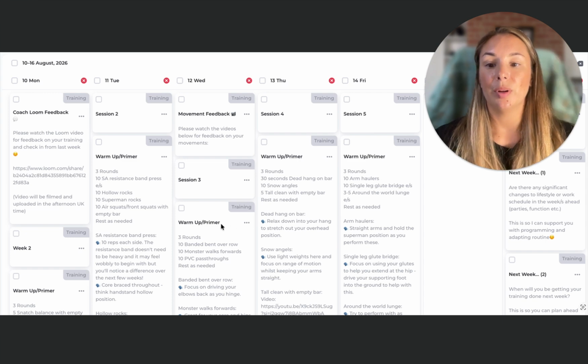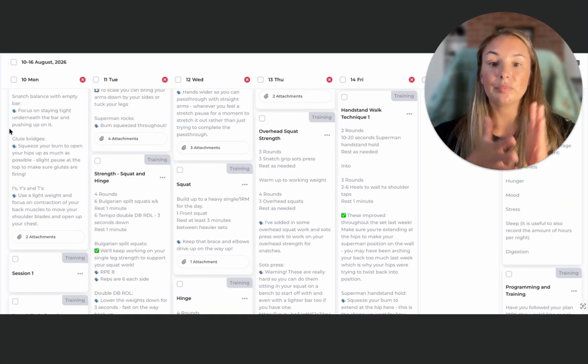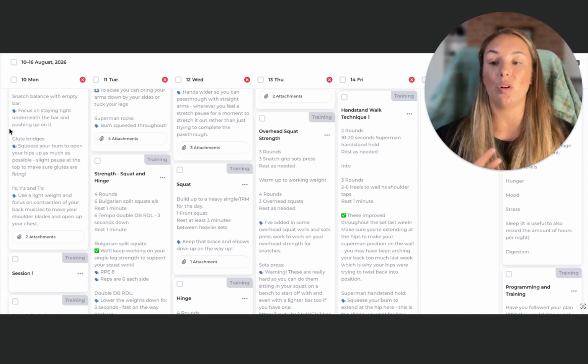For example, if extension in their Superman is something that they're struggling with on the floor, I know that they're going to be struggling with that on the rig as well, and then we can keep working on that. So then we move on to the main chunk of the sessions.